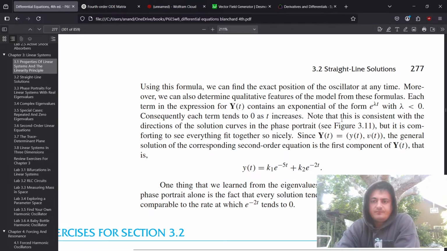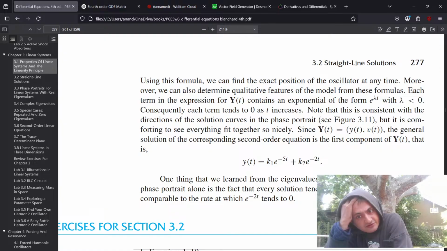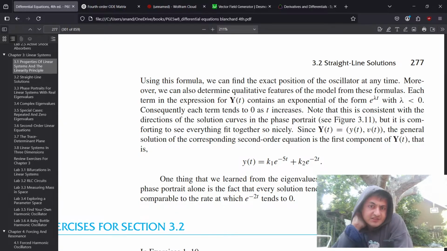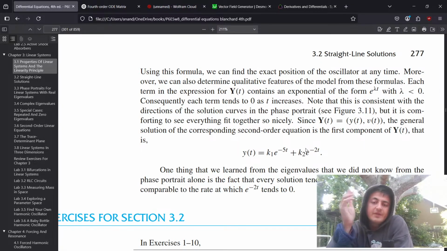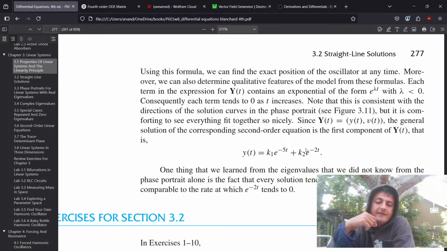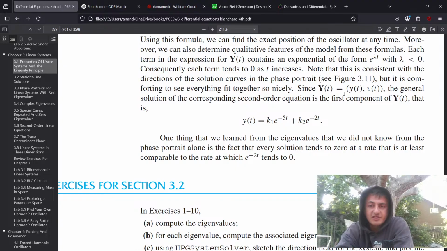Notice this is consistent with the directions of the solution curves in the phase portrait, but it is comforting to see that everything fits together so nicely. Remember that for these harmonic, higher order problems where you converted to first order, the solution is still a scalar solution. So you need to remember to just take the first component.